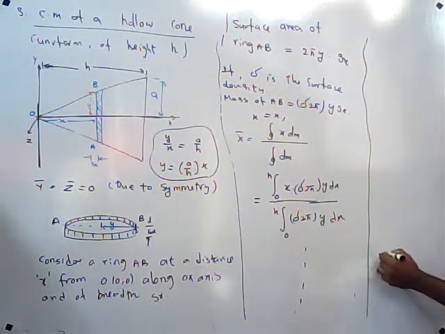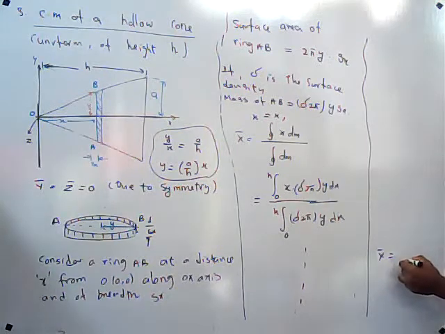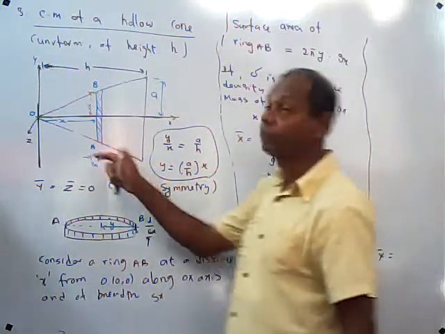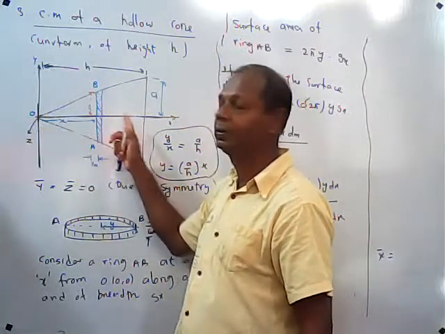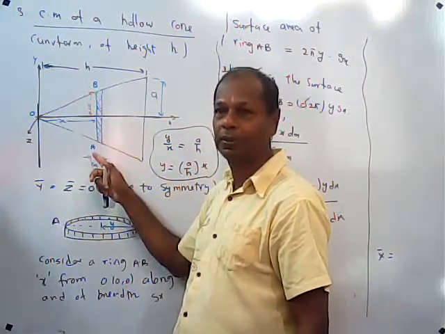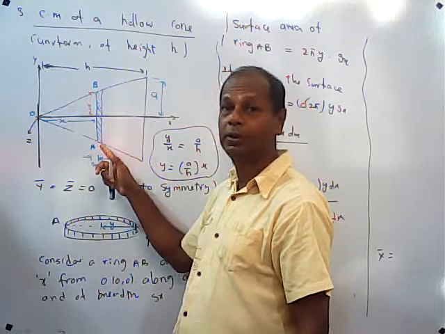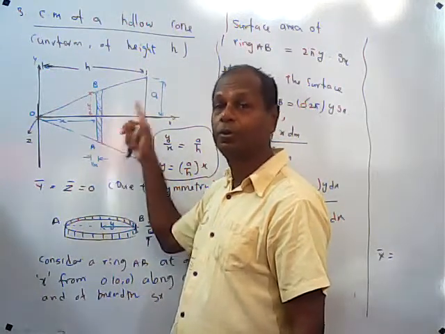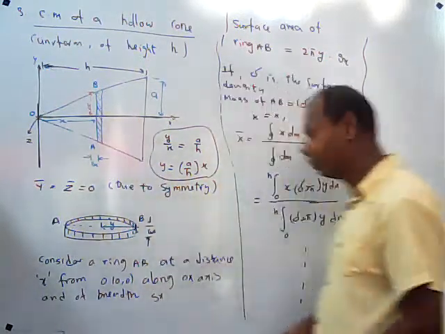Finally, x bar should be equal to r max. For a solid one, it is at 3h over 4. For the hollow one, it is at 2h over 3. 2h over 3.